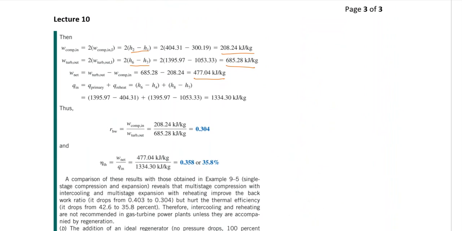The primary combustion chamber is the enthalpy H6 minus H4, as it was from 4 to 6, and reheating was from 7 to 8. So the heat in is 1334.30, and our work done is over here. The back work ratio, which is the compressor work divided by the turbine work: the compressor work is 208.24, the turbine work is this one, so the back work ratio is 30.4%. The thermal efficiency without a regenerator is equal to 35.8%.